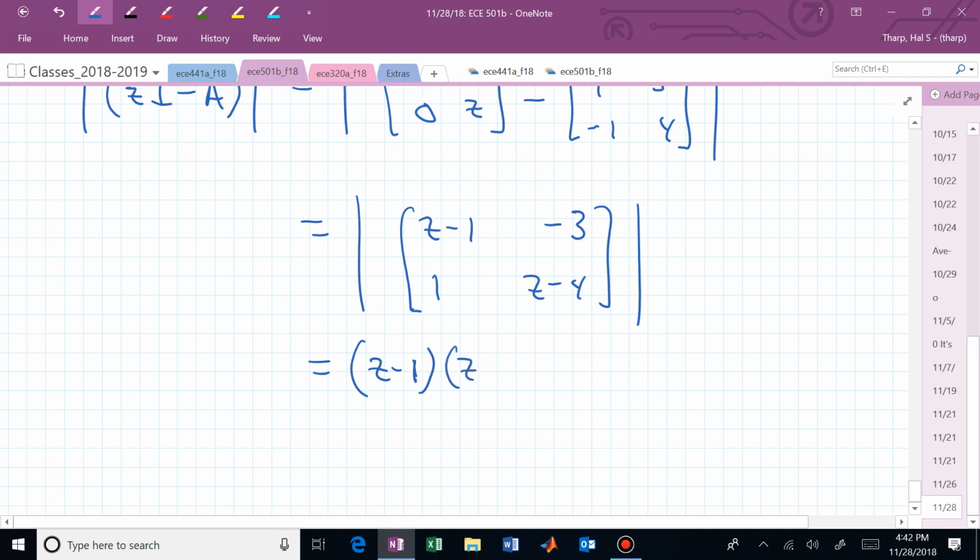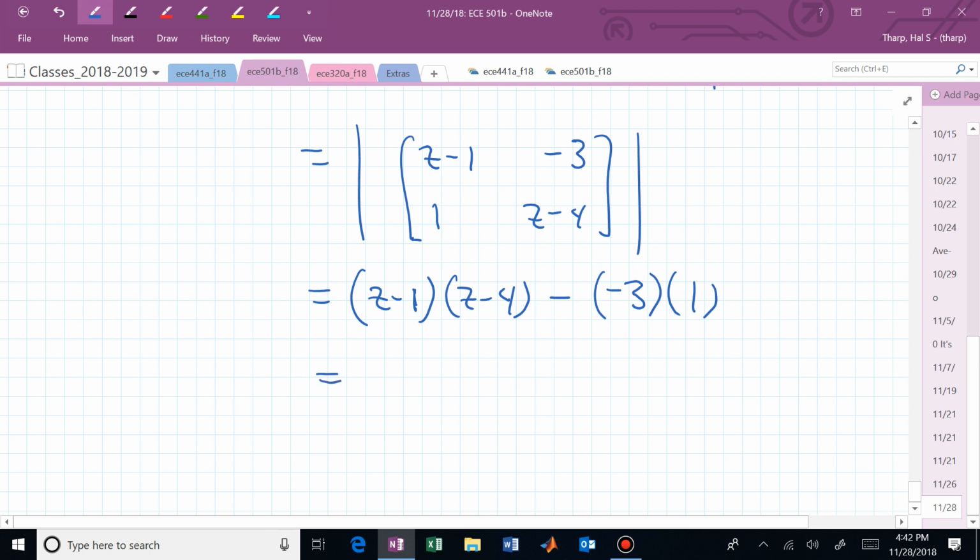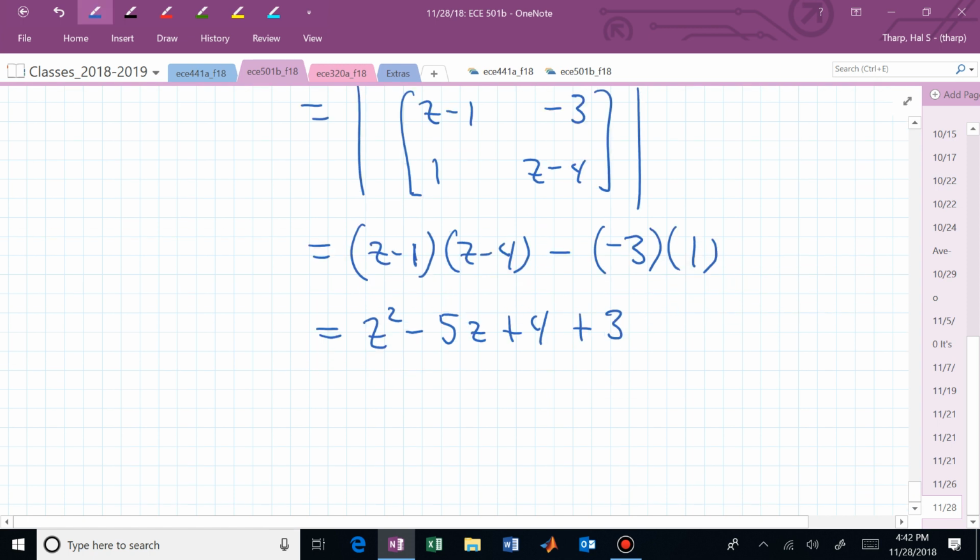We now have z minus 1 times z minus 4 minus 3 times 1. Or we have z squared minus 5z plus 4 plus 3. Or we now have z squared minus 5z plus 7.